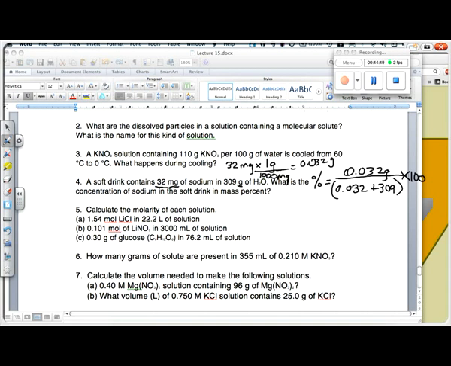All right. Calculator. So 0.032 divided by 309.032 and times 100, very small, and it is 0.01%.